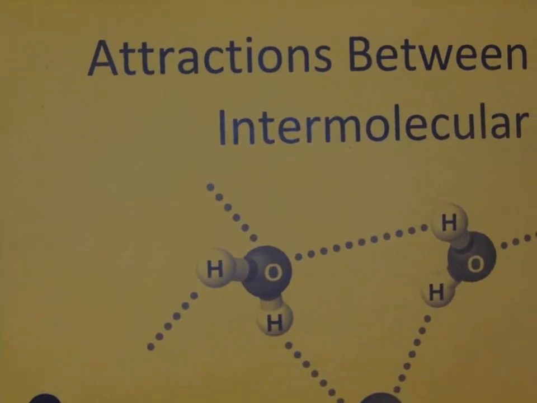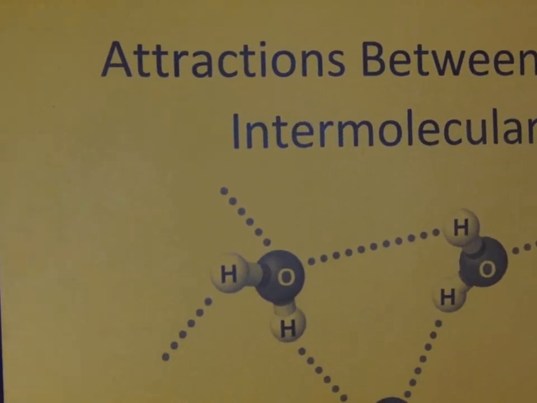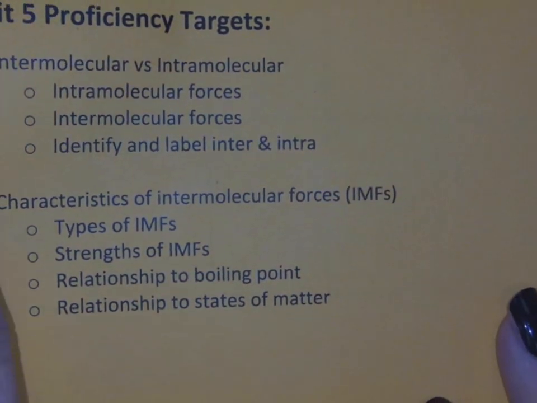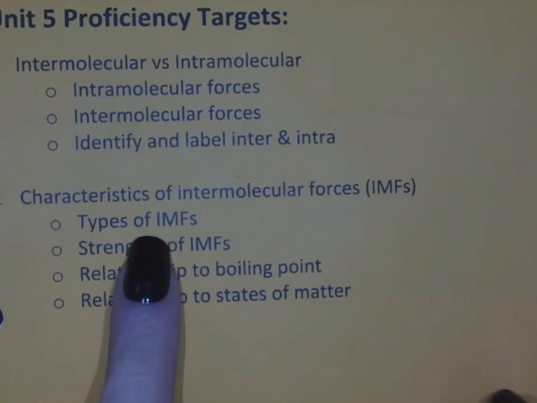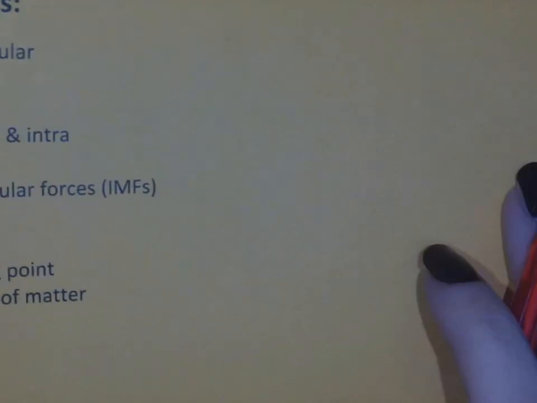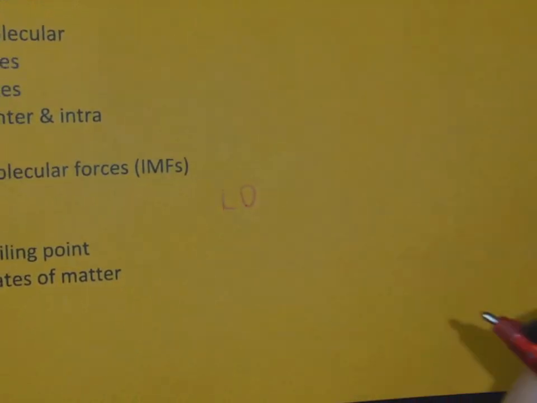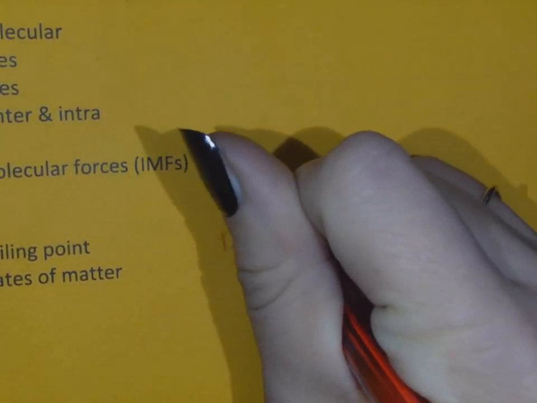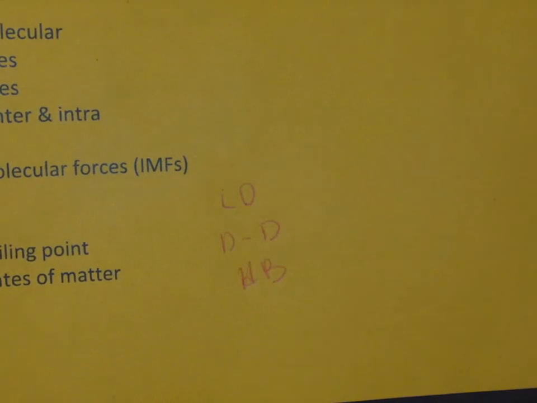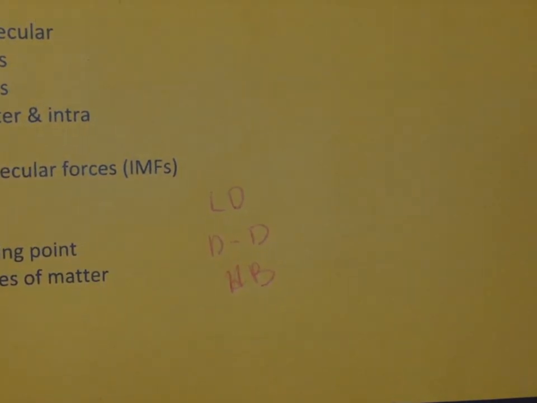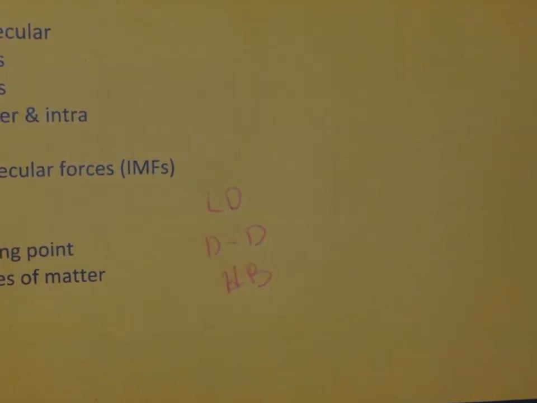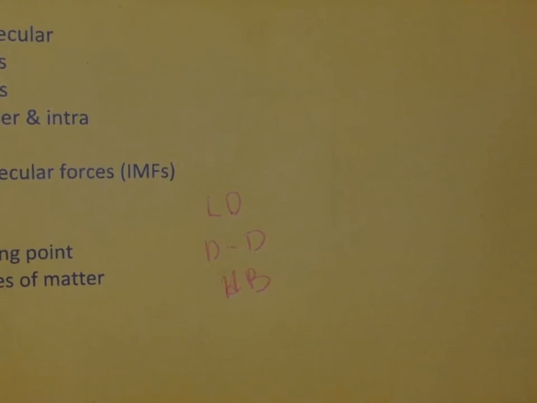Hello everyone. Okay, so last class period was a big class period. We learned about the different types of IMFs and the different types of atoms that experience these IMFs. So if we look at the front of our packet here, we talked about the different types of IMFs. Reminder, those different types were London dispersion, dipole-dipole, and hydrogen bonding. Okay. And we also learned how to identify the types of IMF attractions between molecules.